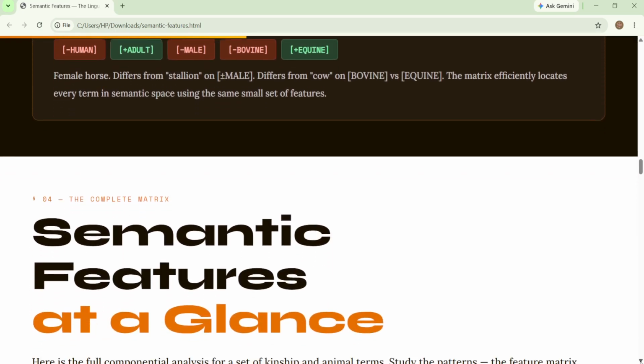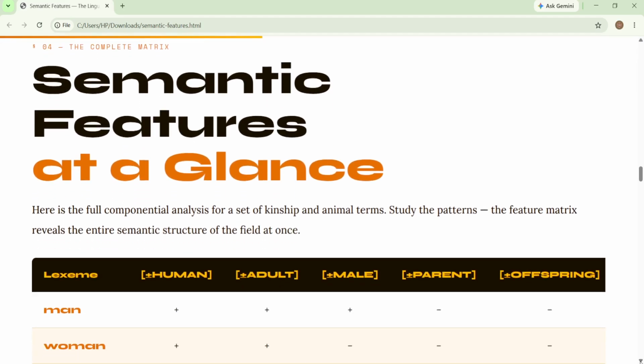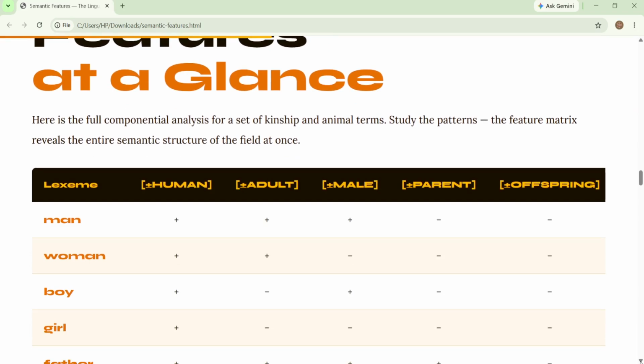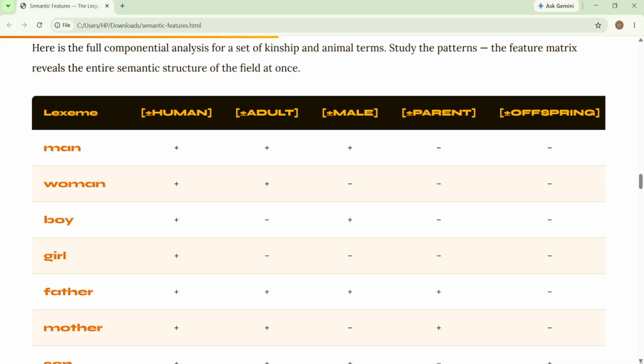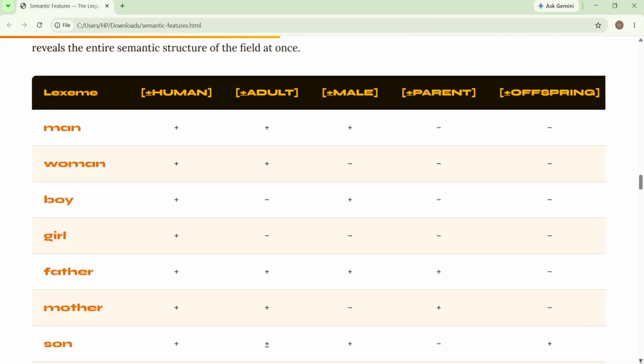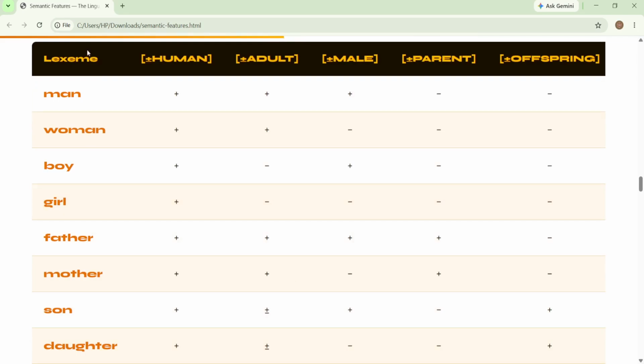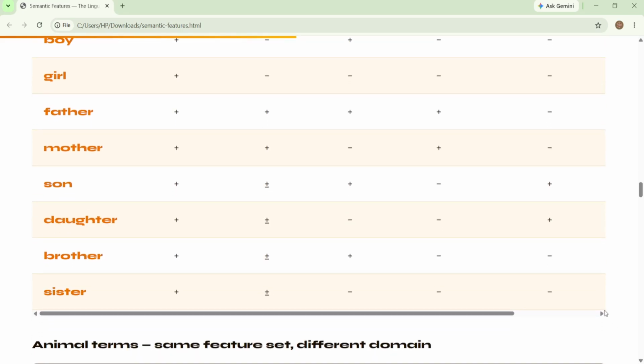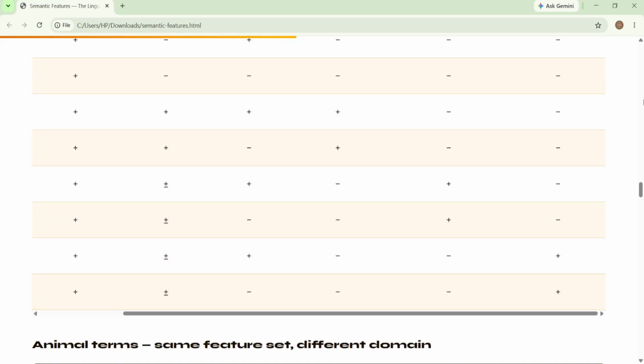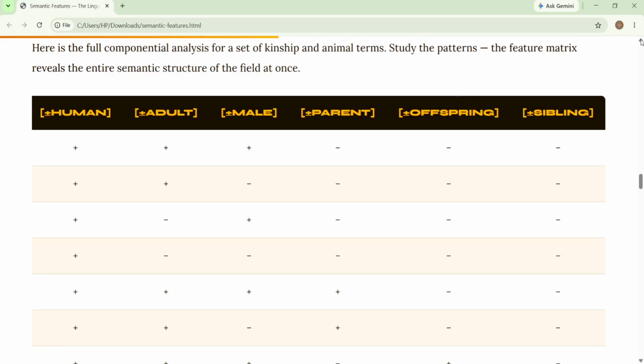Let's move forward. So this is semantic features at a glance, which is part 4. So let's look at componential analysis for the set of kinship and animal terms. So these are the lexemes that are decided: man, woman, boy, girl, father, mother. So that's how you build a structure, a table having different columns and rows. So here the features: plus minus human, plus minus adult, plus minus male, parent, offspring, then sibling.